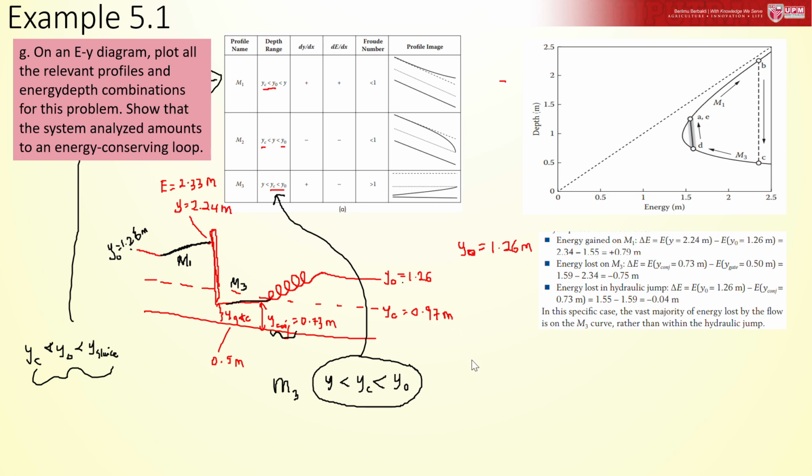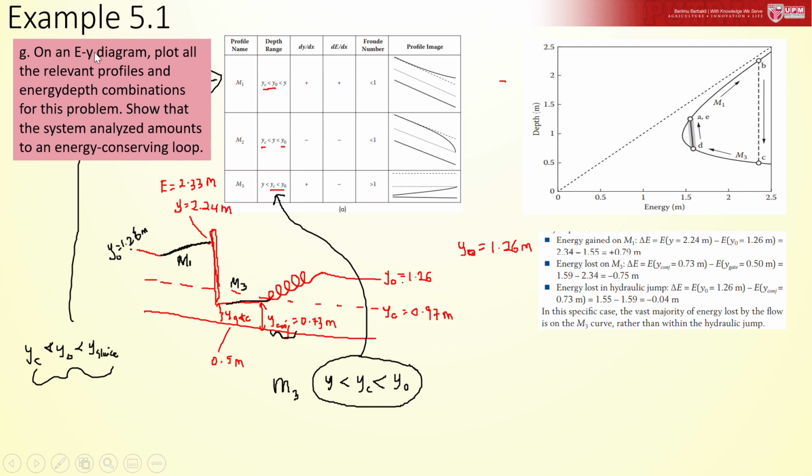Okay, we have come to the final question of example 5.1. Previously we showed the flow profile in question F. So we know that the first profile is M1 and the second profile here is M3. So let's read the final question.